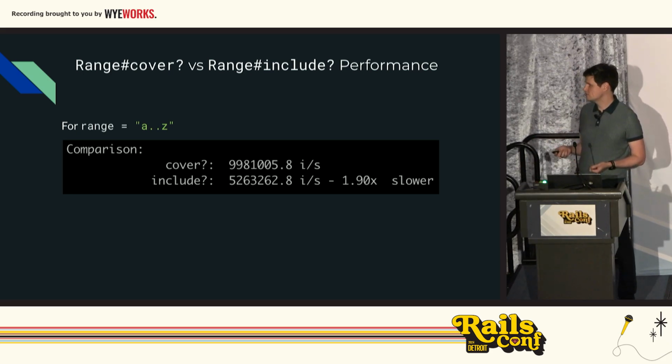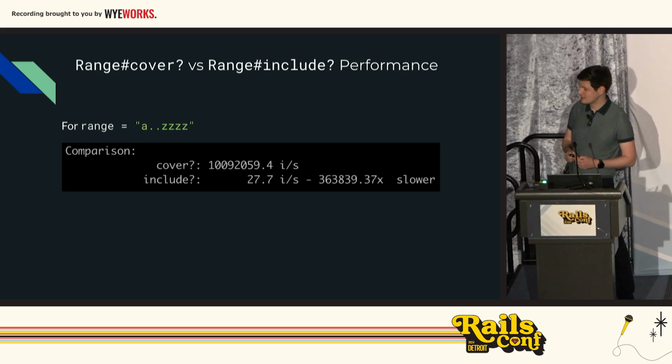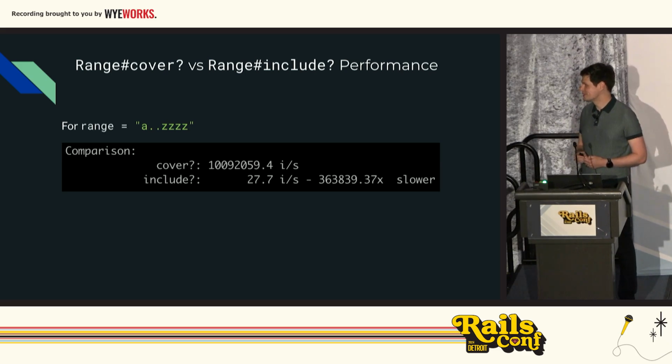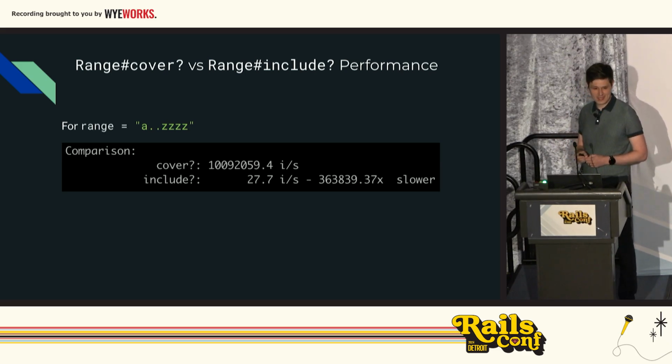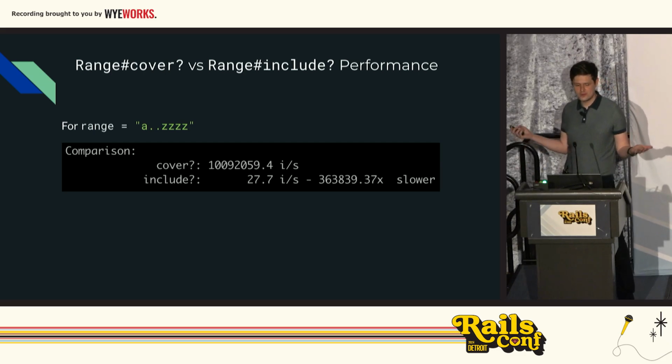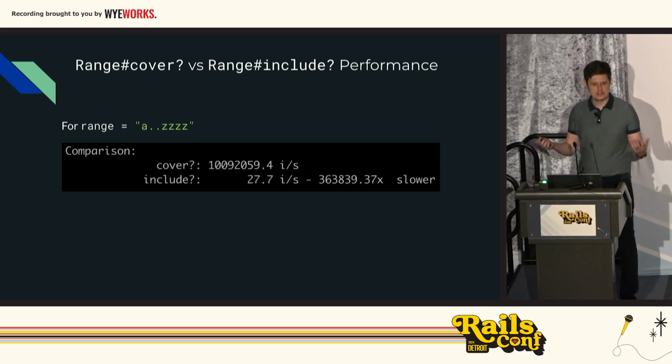However, if we change our range to a..zzzz, it's a pretty big difference. Only 27.7 iterations per second for include and a heck of a lot for cover. So this is starting to show maybe a compelling example of if we have a really big range, maybe we would want to use cover to detect if something is in our range or not over include.